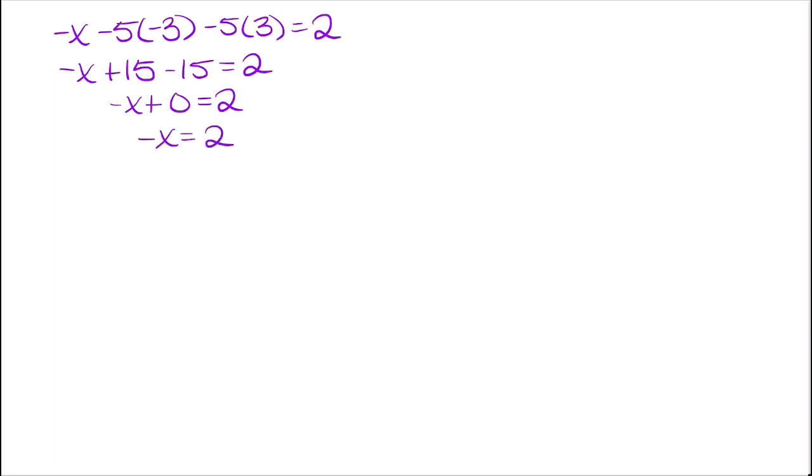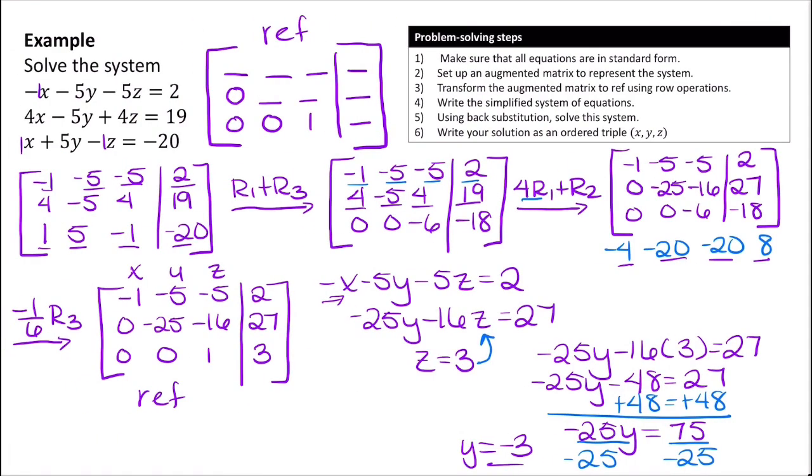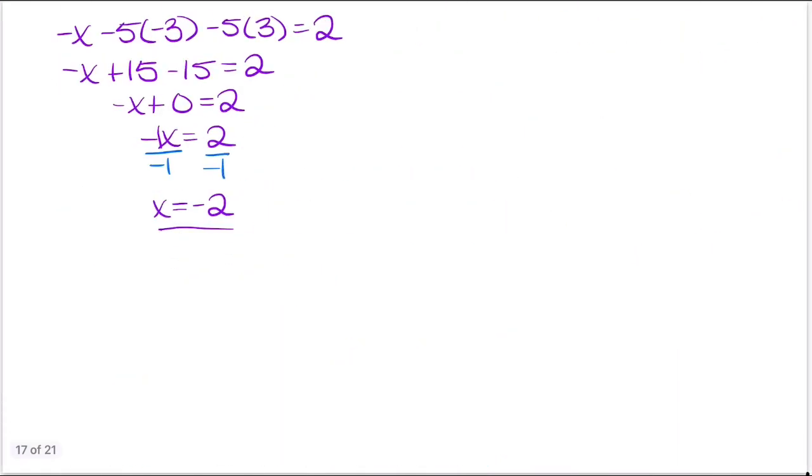So remember that a -X basically has a coefficient of -1. So to solve for X, I'm going to divide both sides of this equation by -1. So that's going to give me X equals -2. So let's go back and collect all of our variables. We have X equals -2, Y equals -3, and Z equals 3. So our solution written as an ordered triple will be -2, -3, 3.